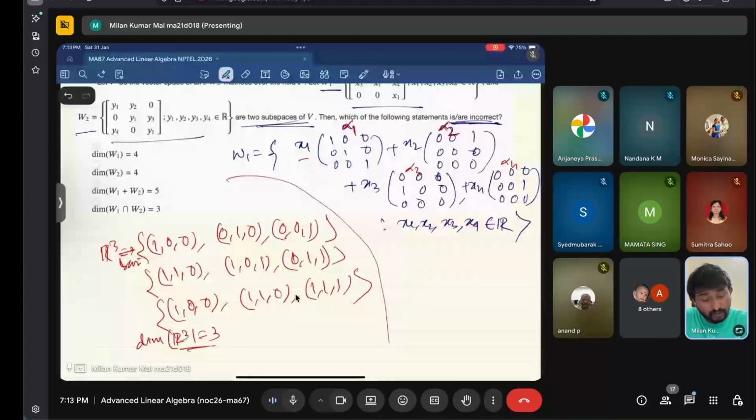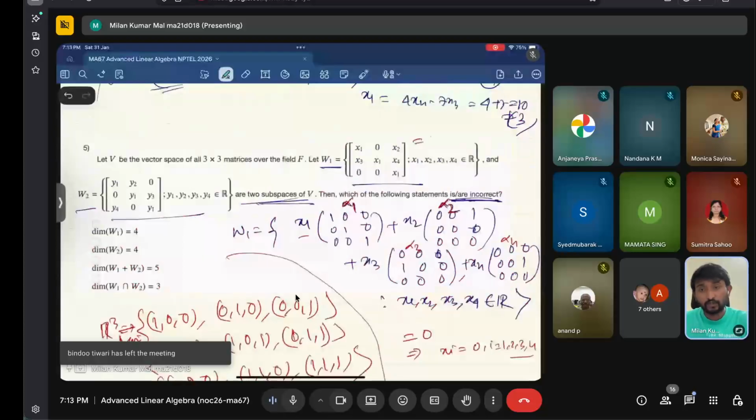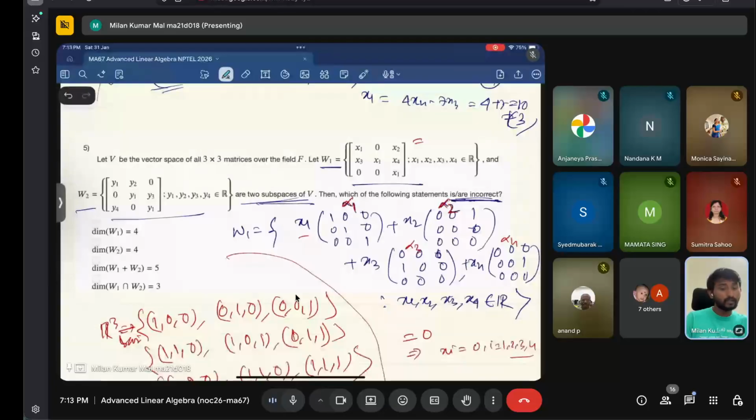If this sum equals 0, we have to show that all the xi equal 0 for i equals 1, 2, 3, 4. This sum is actually this. If you write this as a 0 matrix, then what will we get? x1 will be 0, x2 will be 0, x3 will be 0, x4 will be 0. That's very clear. If this equals 0, 0, 0, 0, 0, 0, 0, 0, 0, then you will automatically get x1 equals 0, because when two matrices are equal, they are component-wise equal. So x1 equals 0, x2 equals 0, x3 equals 0, and x4 equals 0. So the dimension of W1 is actually 4.